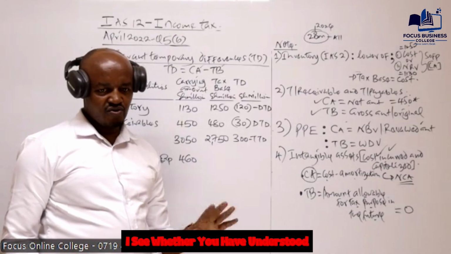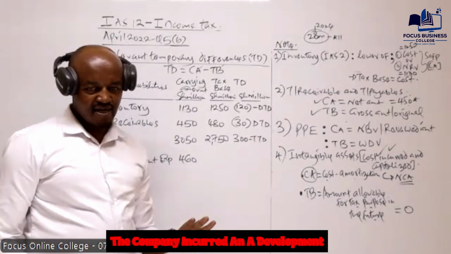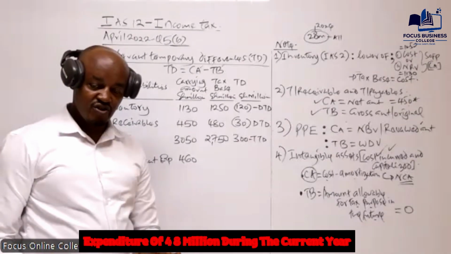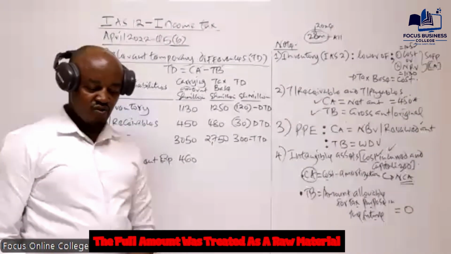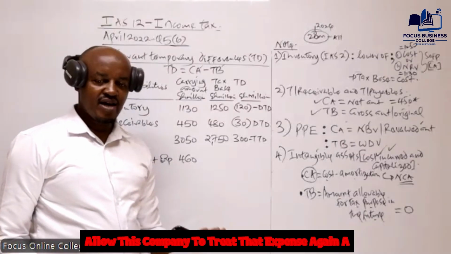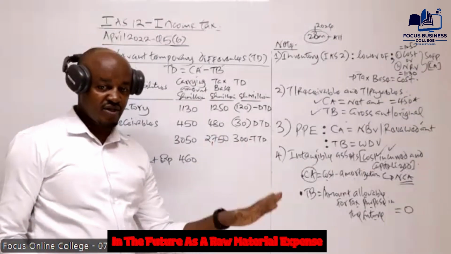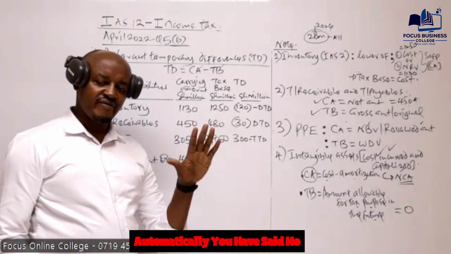Let me see whether you have understood what was explained there. The company incurred a development expenditure of 480 million during the current year. The full amount was treated as allowable expense during the current year. Will the taxman allow this company to treat that expense again in the future as allowable expense? Automatically, you have said no.